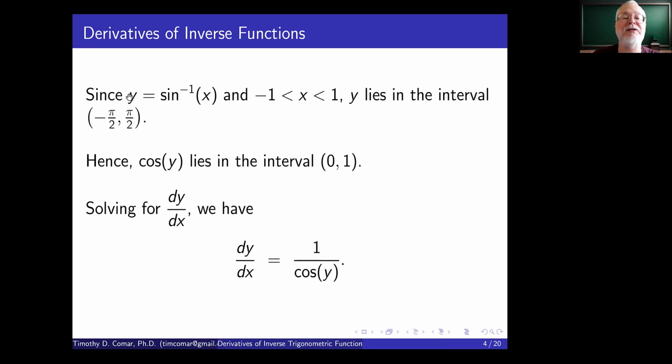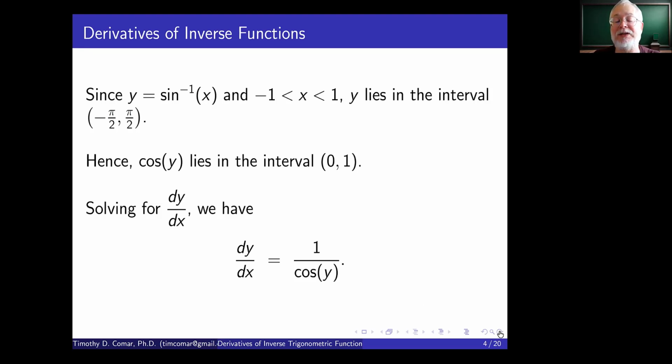Now, since y is arcsine of x and x is between -1 and 1, the y values here, the outputs of the arcsine function, lie in the interval from -pi/2 to pi/2. That tells us that our cosine values of those y's are going to lie in the interval from 0 to 1. Now we can solve for dy dx, and it's just going to be 1 over cosine y. Just wanted to be careful we weren't dividing by 0.